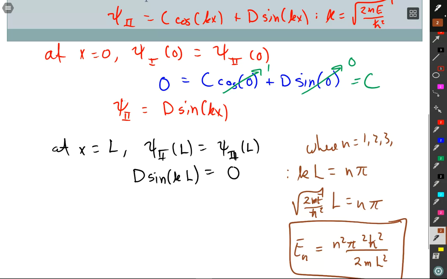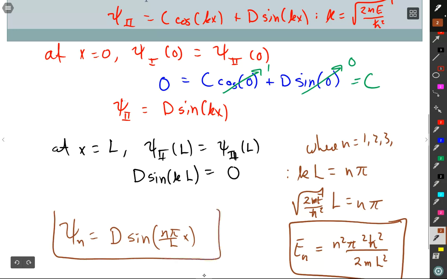Now that we have the quantized energy, we go back to the psi. We have psi sub n is equal to D sine of, and I'm going to put k, well, k is equal to n pi over L, so I'm going to put n pi over L. That's by far the easiest way of writing it. So there's my psi. So what do I do with these? There's a third possible problem here. Actually, there's more than a third. There's a fourth.